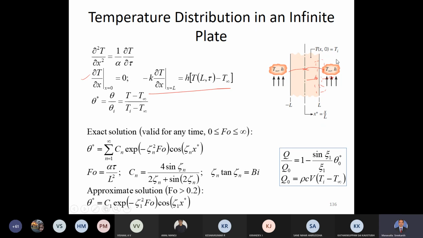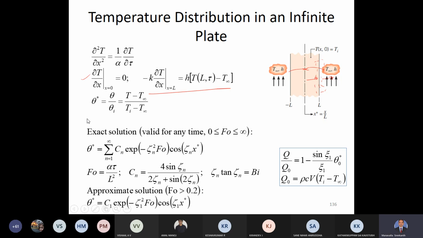So with one initial condition and two boundary conditions, we can solve this equation. We can also non-dimensionalize the temperature as you see here. Theta is the non-dimensional temperature, which is theta divided by theta_i. Theta_i is the initial temperature difference and theta is the instantaneous temperature difference. With this, we can solve it. It needs a lot of knowledge in solving partial differential equations and calculus. People have done it, and this is the solution.